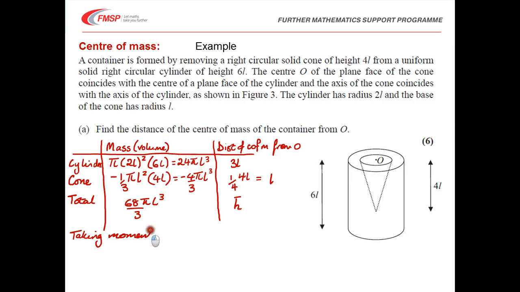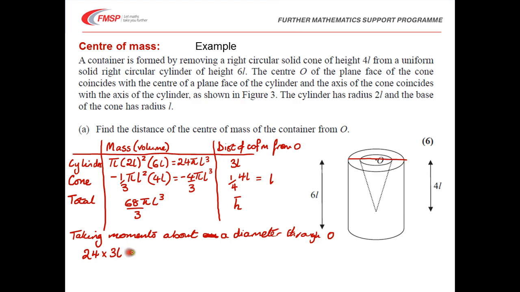So we're going to take moments about, and we need to define an axis. I'm going to say about a diameter through O. Okay, so we're choosing an axis across here. That's going to be the axis that I'm going to take moments about. So the cylinder's moment, I'm going to say, is 24 times 3L. Notice there I've eliminated the pi L cubed because I know it will cancel out anyway.